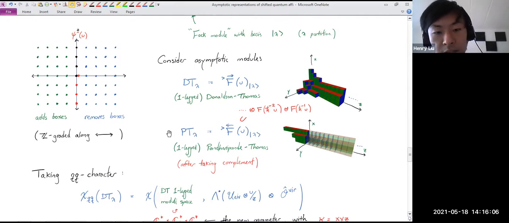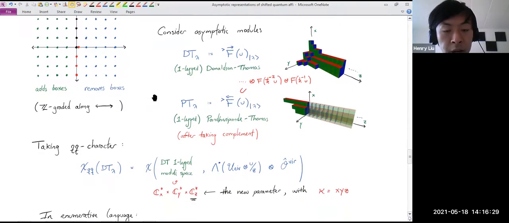Crucially, it's important to keep in mind that while for DT theory we really honestly captured the combinatorics with our module, in PT theory we had to do this trick of taking the complement, and this will be mildly annoying soon. It's a work in progress to figure out how to avoid having to do this. Okay, so now we have some modules. What do we want to do with these modules?